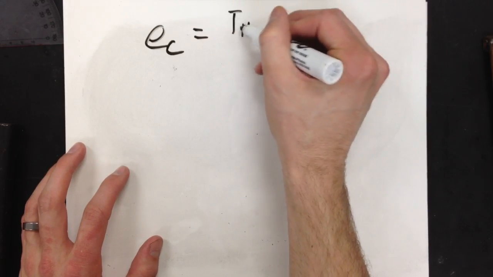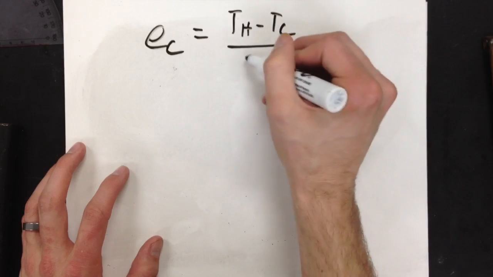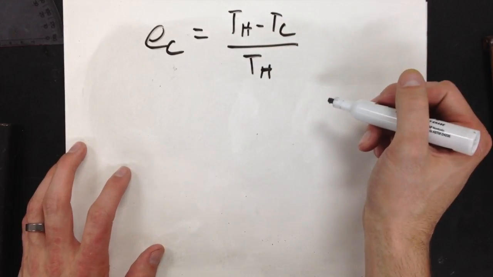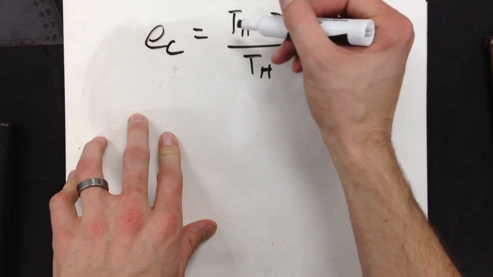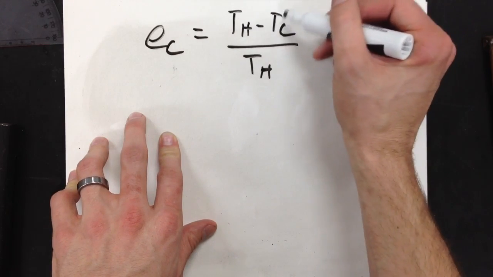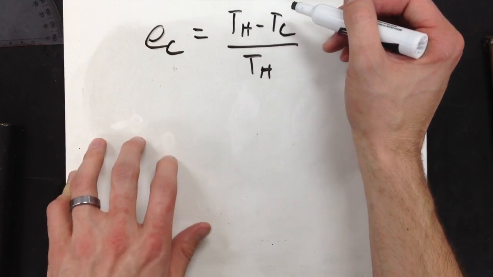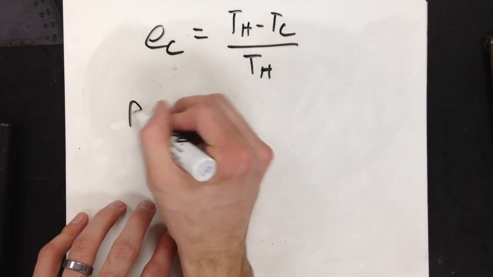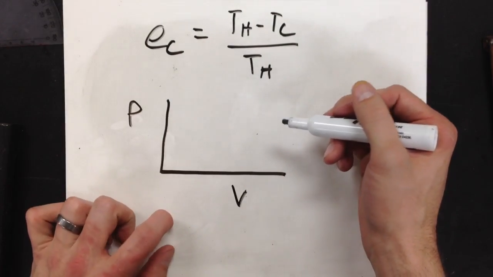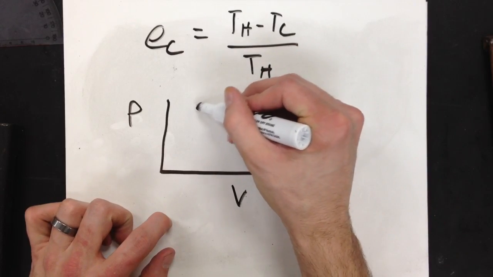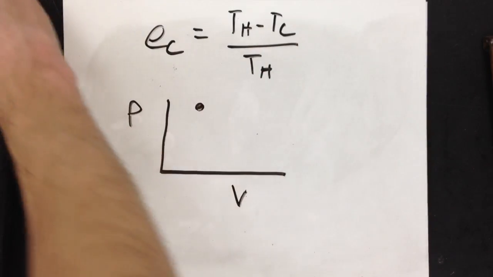It's a theoretical maximum efficiency given to you as that, where your temperature always needs to be in Kelvin, and this is the temperature of your hot reservoir and the temperature of your cold reservoir. Now, on a PV diagram, a Carnot engine looks something like this. Let's say we start at this point here.